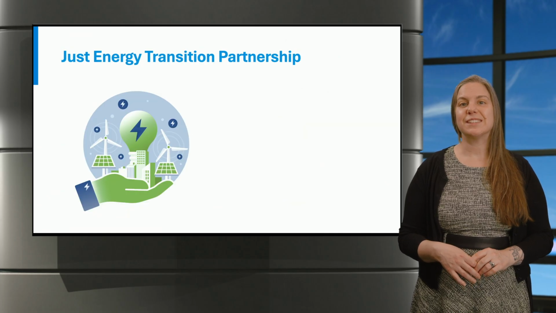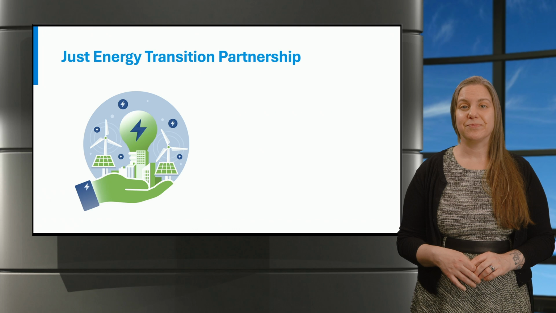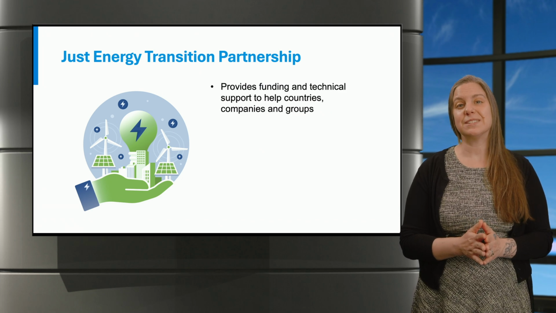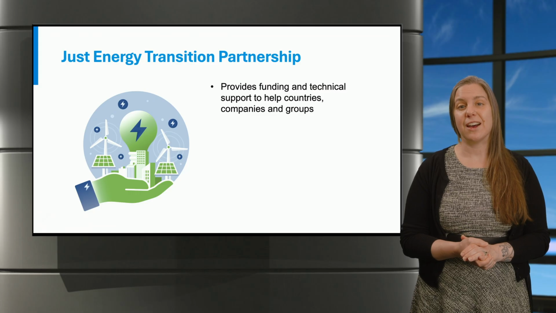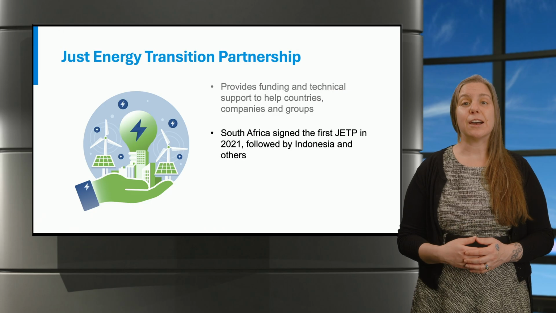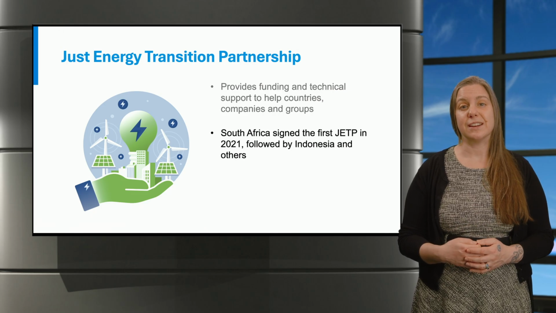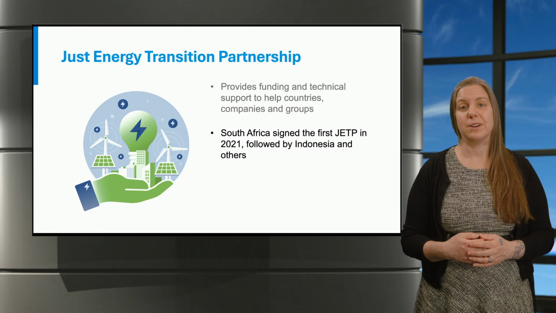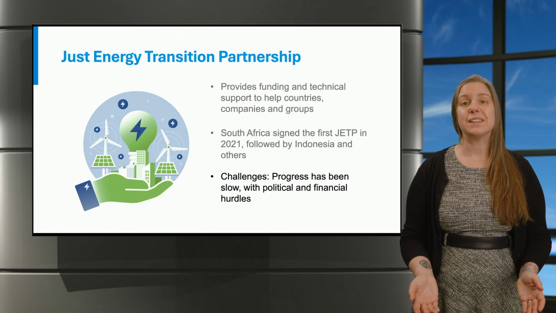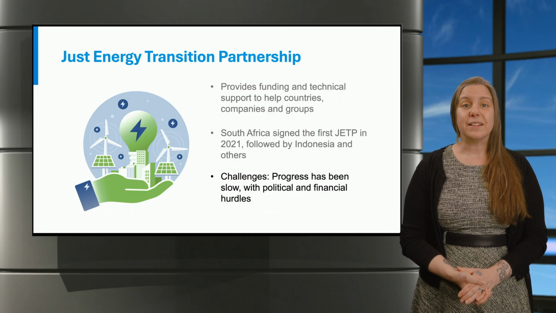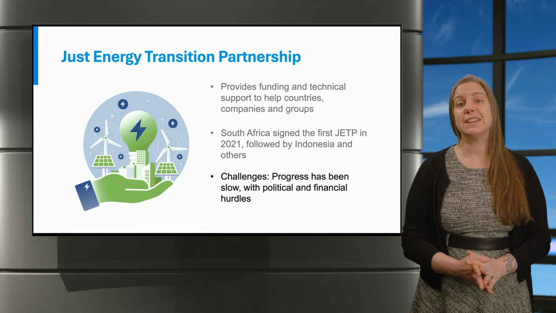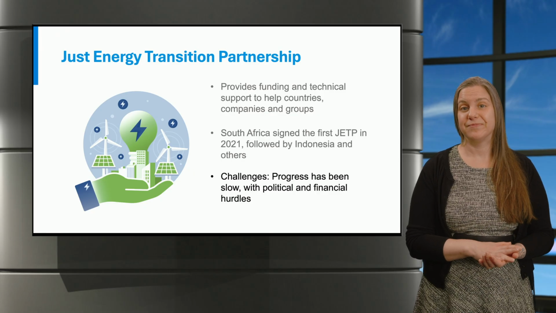Next, we have the Just Energy Transition Partnership. This initiative was established to provide funding and technical support to help countries, companies, and other stakeholders to replace coal with clean energy. South Africa was the first country to sign the transition partnership in 2021, followed by Indonesia and others. However, progress has been considerably slow. Political and financial hurdles have affected both inclusivity and the speed of implementation.